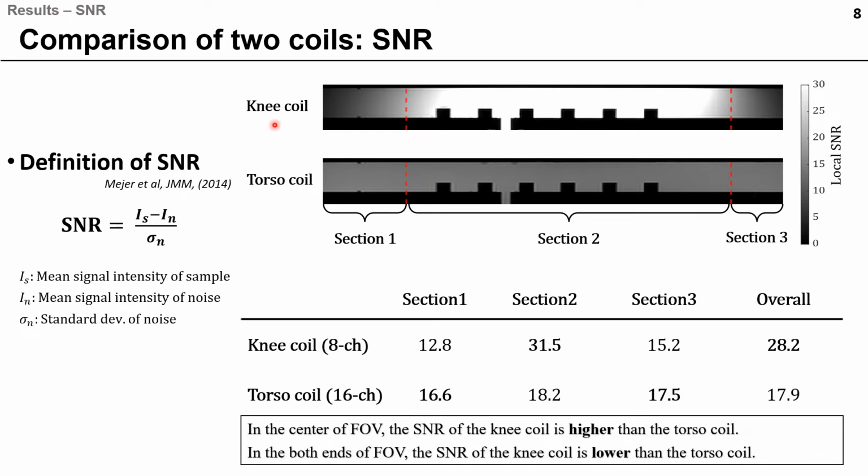This is because the size of the FOV is too large for the 8-channel coil, so it cannot cover the whole range of the FOV. So it makes the SNR of the 8-channel coil more non-uniform, but the 16-channel torso coil is larger than the 8-channel coil, so it can cover the whole FOV size. So the SNR of the 16-channel torso coil shows a more uniform distribution than the 8-channel coil.